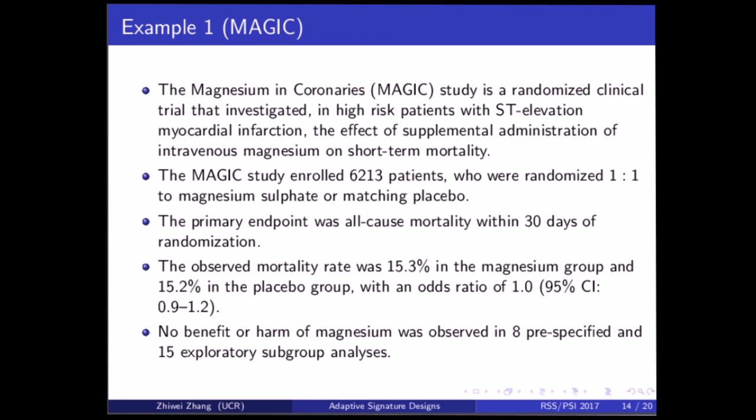Turns out the observed mortality rate was 15.3% in the magnesium group and 15.2% in the placebo group, with an odds ratio of 1.0. So there's no significant treatment effect. And furthermore, no benefit or harm of magnesium was observed in 8 pre-specified and 15 exploratory subgroup analyses.